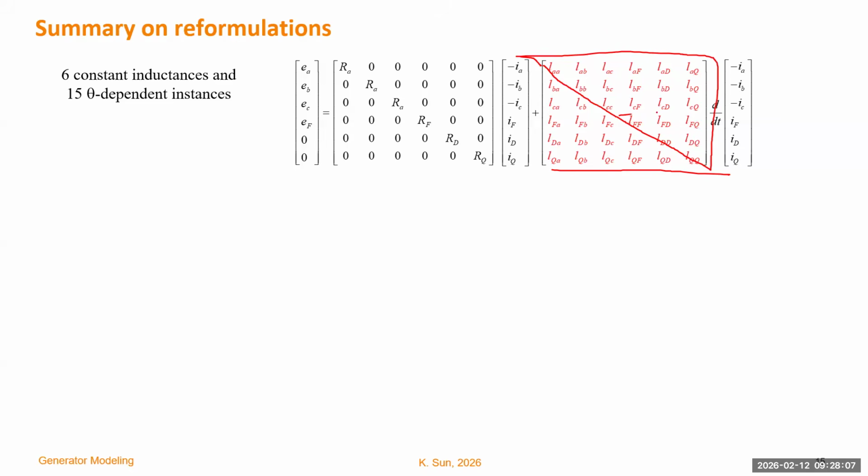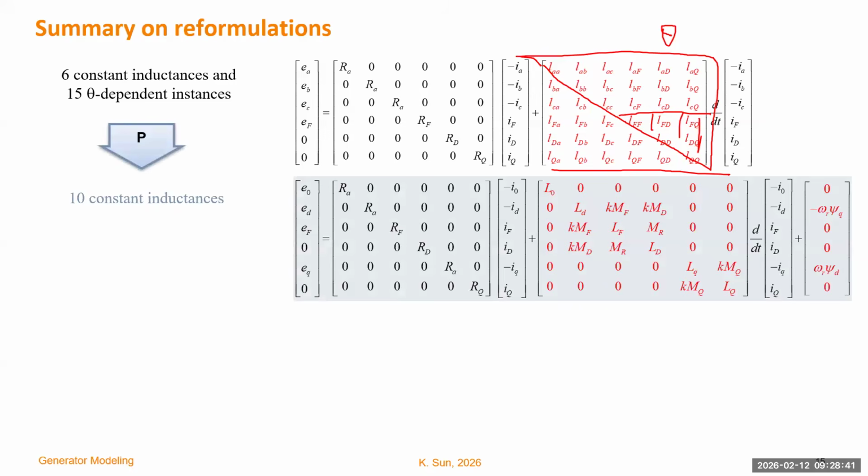Among the 21 elements, only 6 of them are actually constant. Most of the remaining elements are theta dependent. So this is an accurate model, but definitely not a good model. Remember we mentioned at the beginning that the purpose of generator modeling is to find the smallest set of constant parameters which can represent the generators without sacrificing any accuracy. So this is an accurate model, but there are a lot of parameters which are not constant. Then we introduce the power transformation.